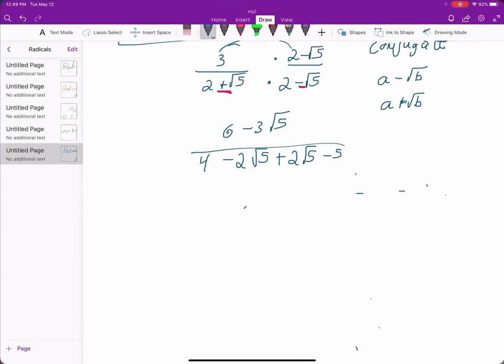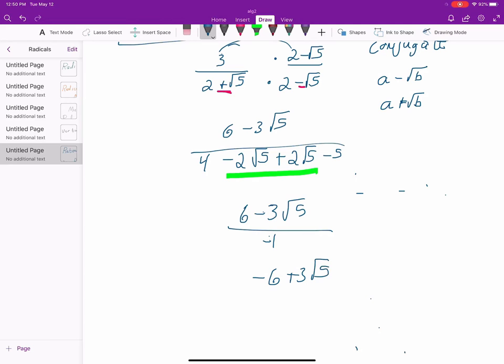First of all, the top is done. I can't really do anything to it, so I'm going to leave it alone for right now. All right, and I'm going to work on the bottom. Notice what happens to these. That's a good thing. They cancel out, and that's why you multiply by the conjugate, the whole idea is to get rid of that. I have 4 minus 5, which is just negative 1. So what I'm going to do is just simplify this a little bit here. I'm going to change that to a negative 6. I'm going to change this to a plus 3 square roots of 5, and that's done.